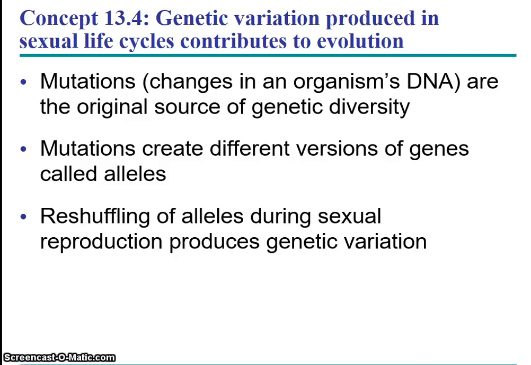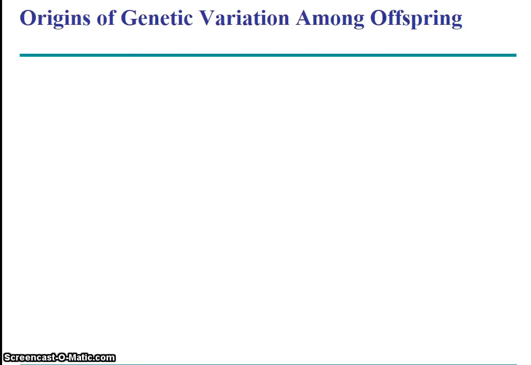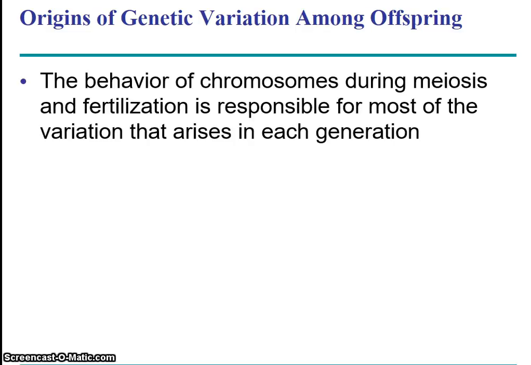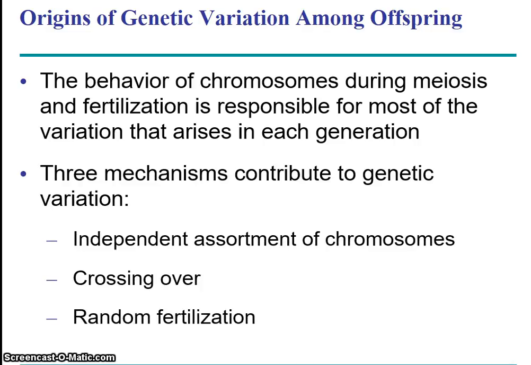Now, the reshuffling of these differences, the reshuffling of alleles, is our origin of genetic variation. So sexual life cycles and meiosis contribute to this reshuffling and moving and combining different chromosomes in different ways during sexual life cycles and fertilization. And this can happen in three mechanisms. One is the independent assortment of chromosomes. Two is crossing over, which we've talked about. And three is what we call random fertilization. So what we're going to take a look at today is those three things and how they contribute to genetic variation.